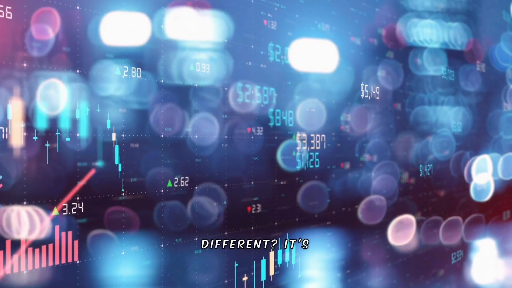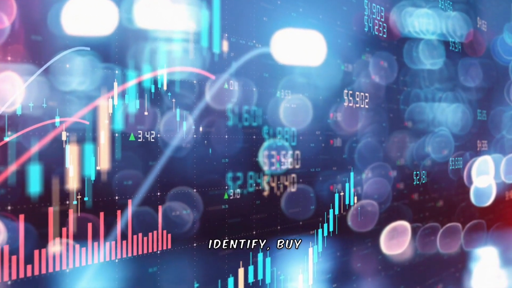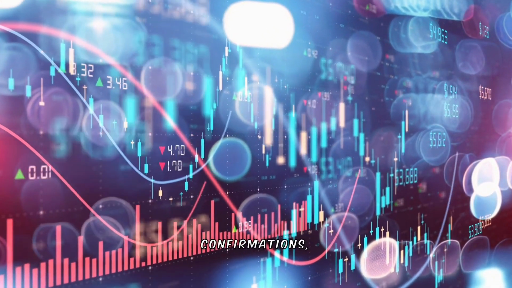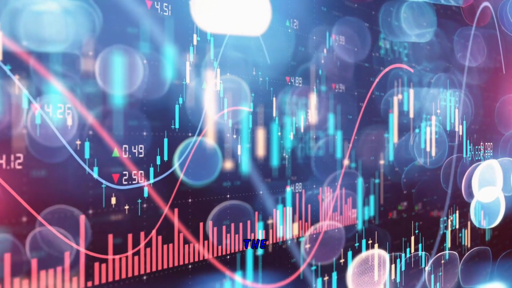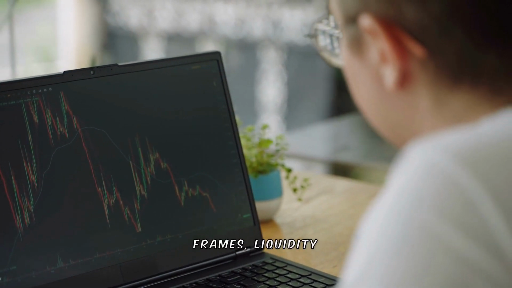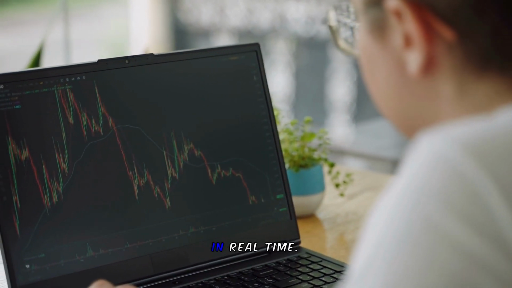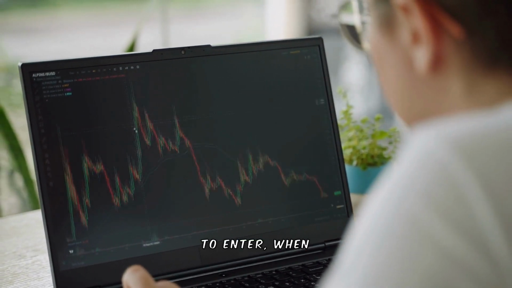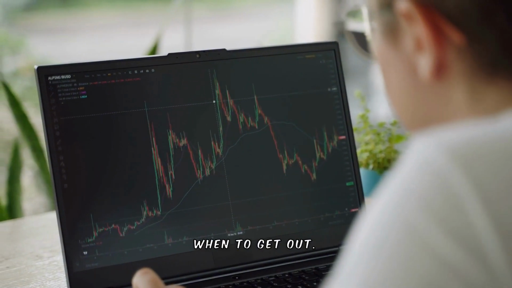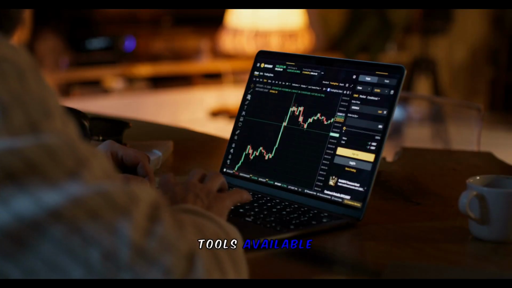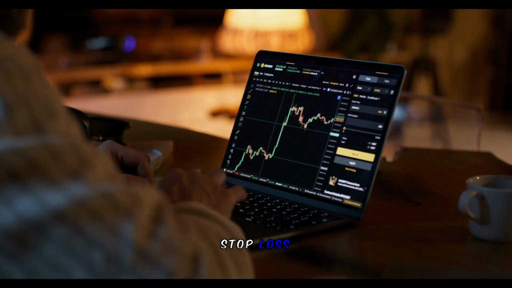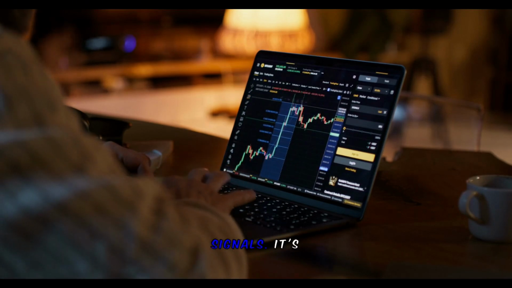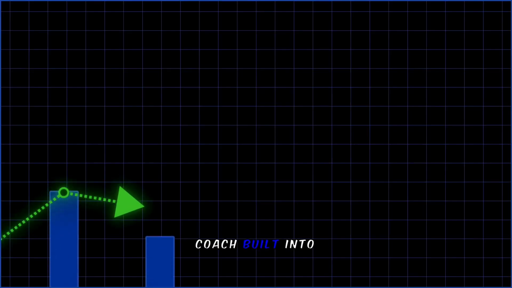So what makes VIP different? It's built to help you identify buy zones, sell zones, trend reversals, momentum confirmations, and risky zones to avoid. The indicators analyze multiple time frames, liquidity flows, and momentum shifts in real time. You don't need to overthink it. It tells you when to enter, when to wait, and when to get out. There are also advanced tools available for those who want: smart stop-loss placements, automated confluence analysis, precision break retest signals. It's like having a trading coach built into your chart.